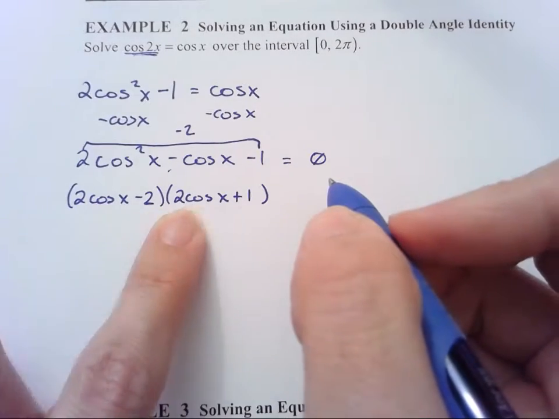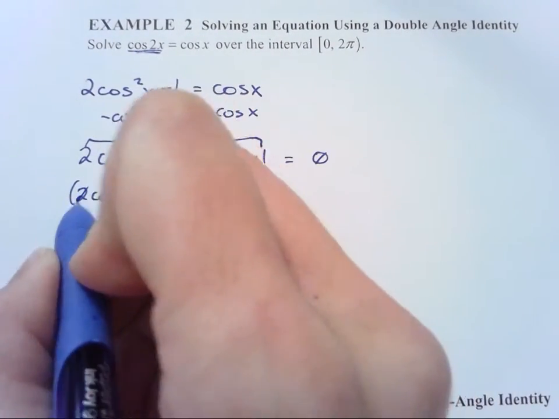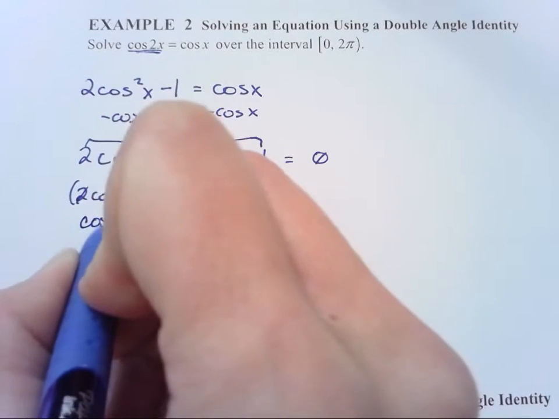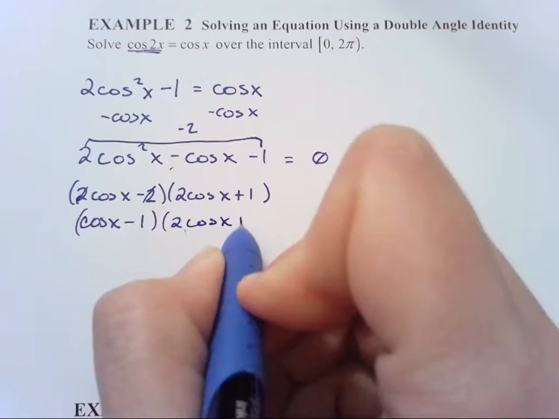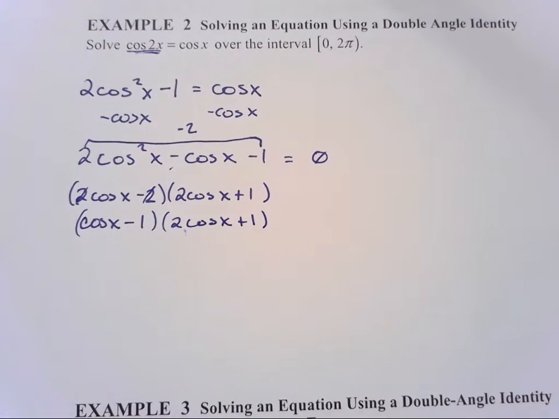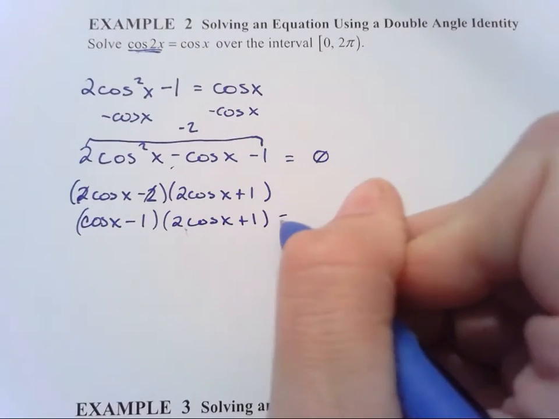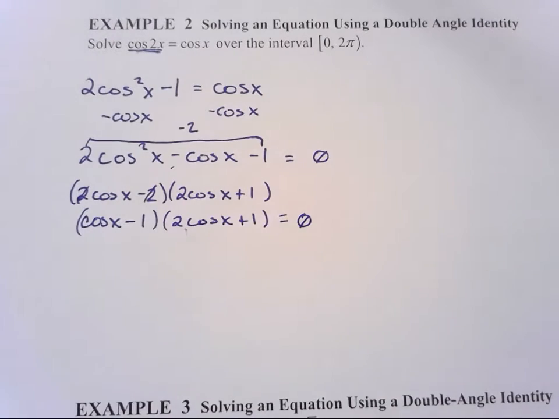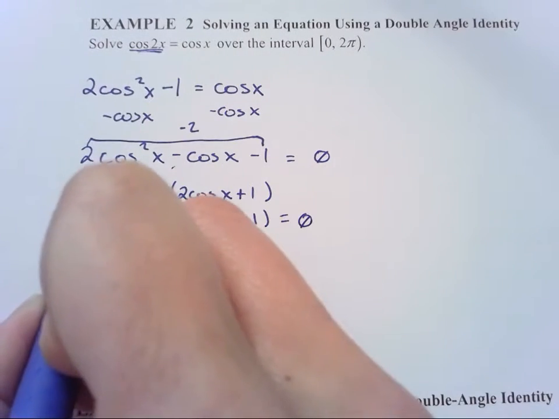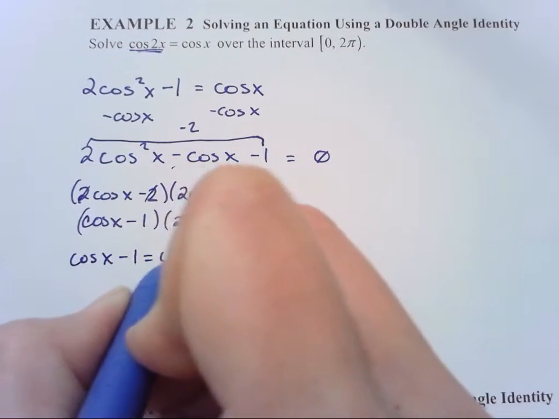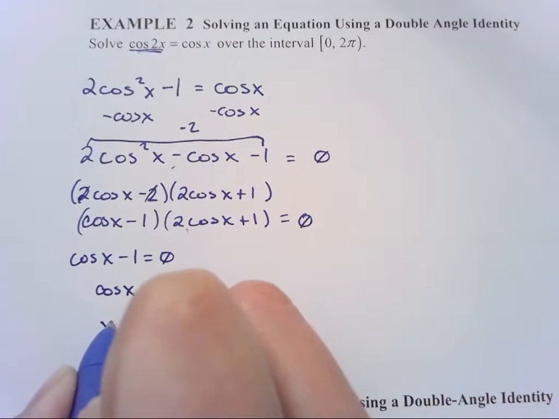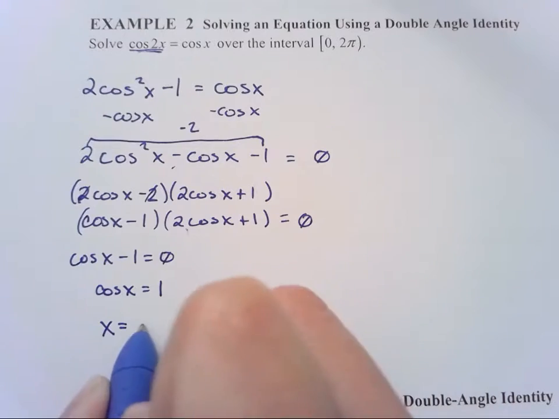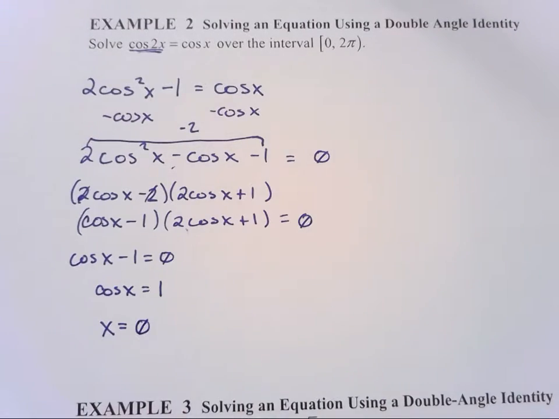I have too many 2's, so I'm going to divide out a 2 here. That's going to leave me with cosine x minus 1 times 2 cosine x plus 1 equals 0. This is the zero product property. So I have cosine x minus 1 equals 0. So cosine x equals 1, which means x is 0 in this interval.